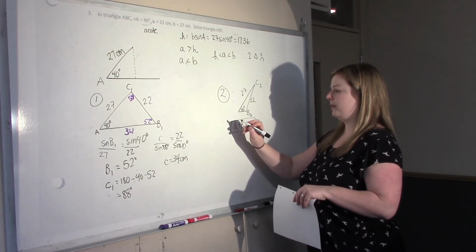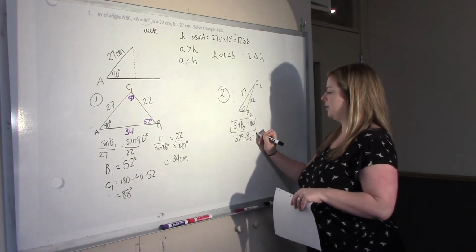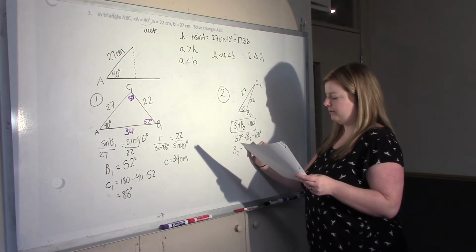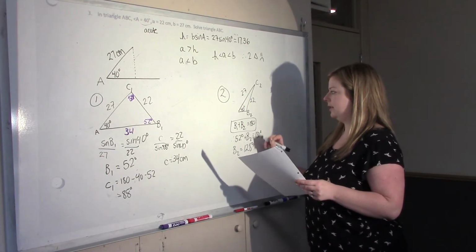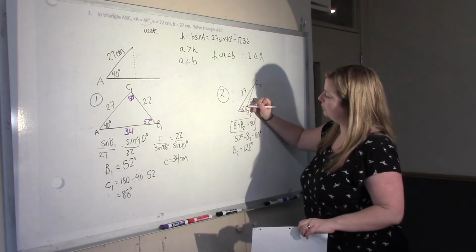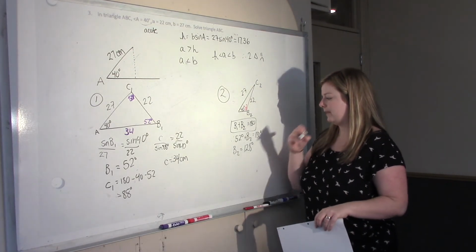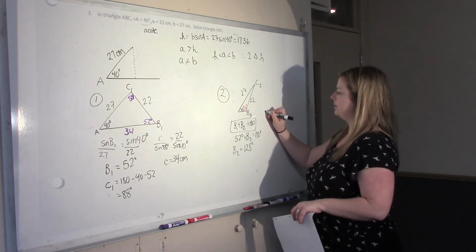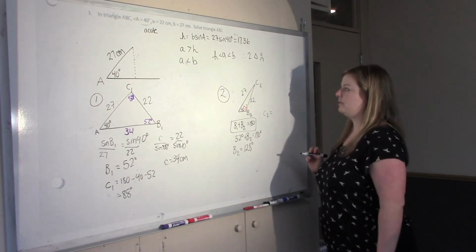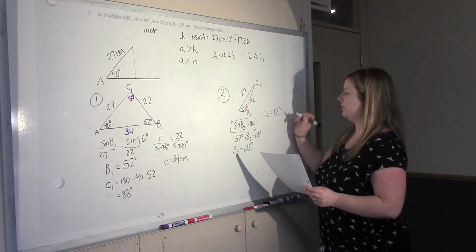So therefore, B1 is 52 degrees plus B2 equals 180 degrees. So angle B2 is equal to 128 degrees. Okay, so we can label this 128. Now we need to find C2. So for C2, we can just use the fact that 40 plus 128 plus C2 have to equal 180 because it's a triangle. So then C2 is 12 degrees.